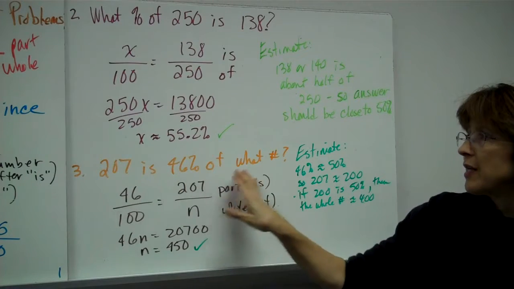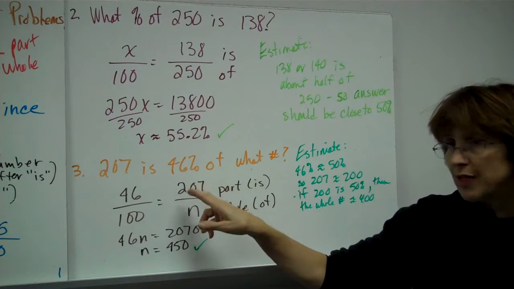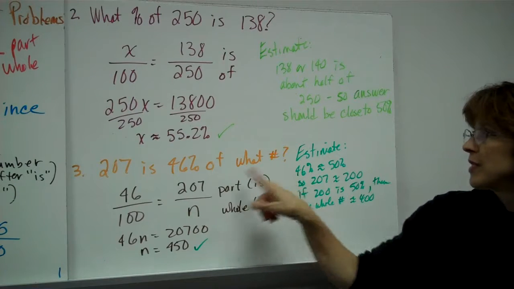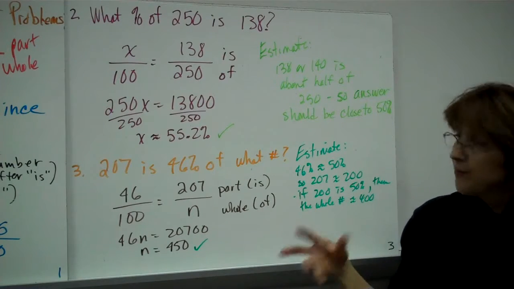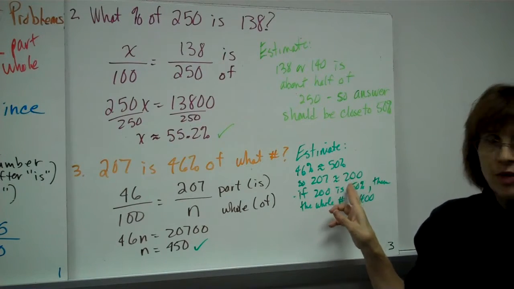207 is 46% of what number? Okay, this time we're given the percentage. And again, we can estimate, because 46% is about 50%, which is about half. So you think, okay, 207 is about 200.